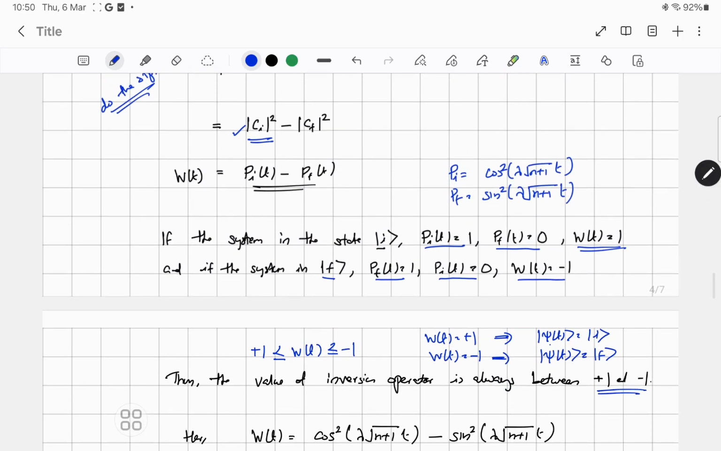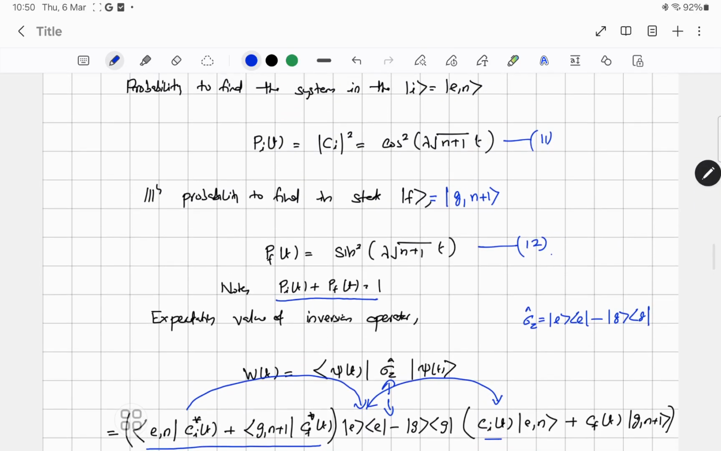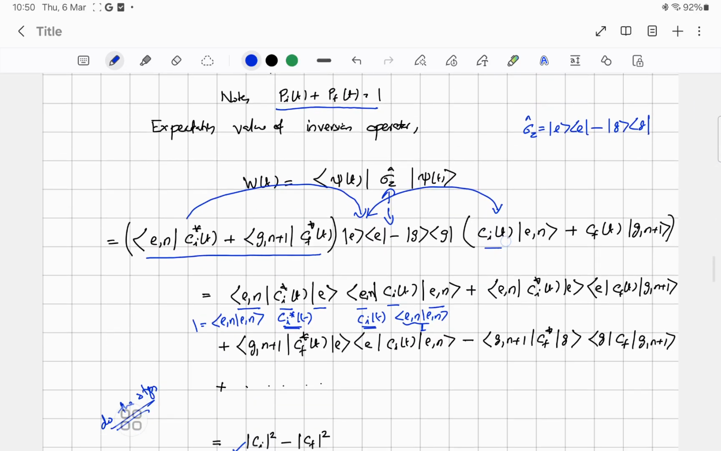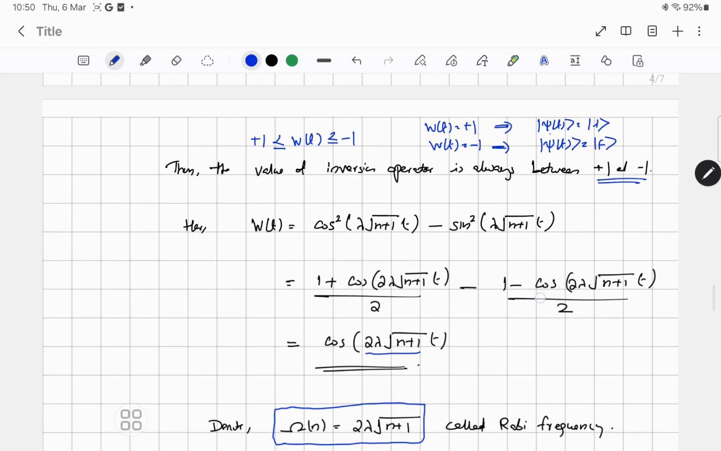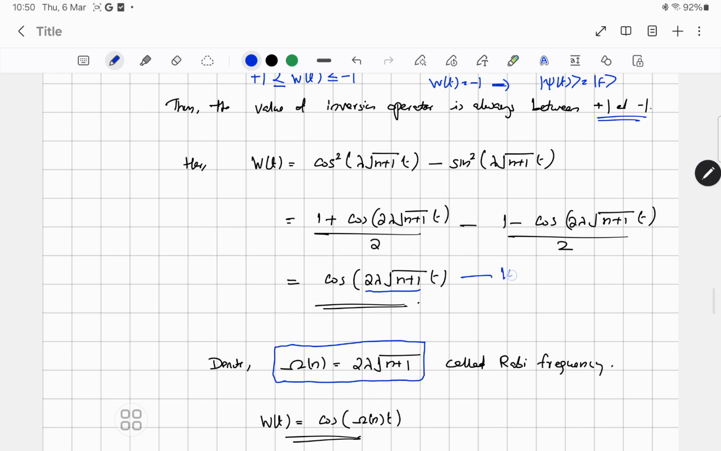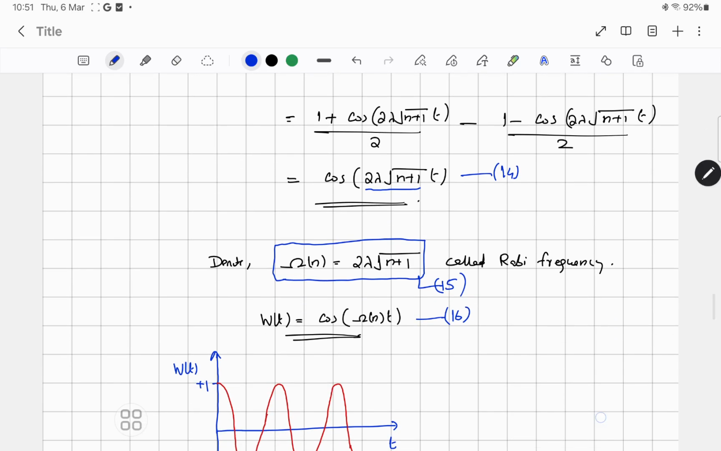Let's keep some numbering here. We have Pf as equation 12, this can be equation number 13, this can be equation number 14, and this can be equation number 15. So finally the inversion W of t is cos of omega of n t, where capital omega is the Rabi frequency.